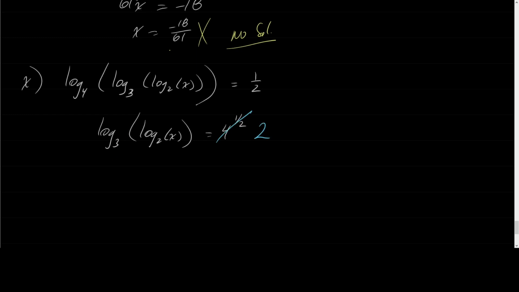Get rid of this log base 3. And in here, well, again, similar idea. What do we really have here? We have log base 3 of something is equal to 2. Well, what does that mean?